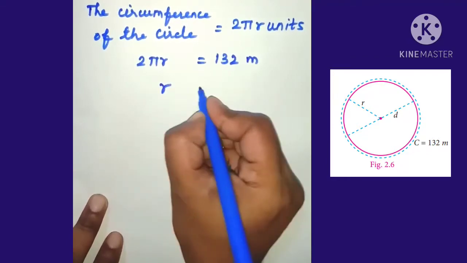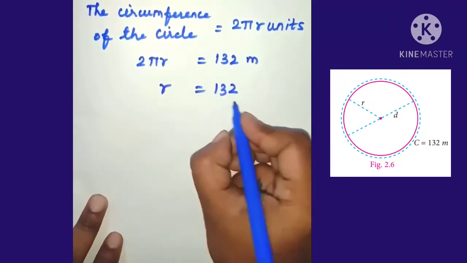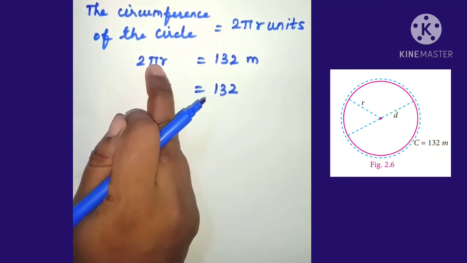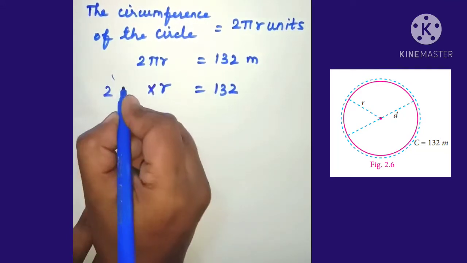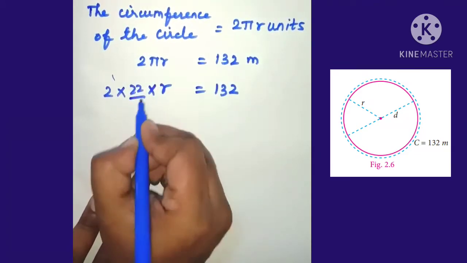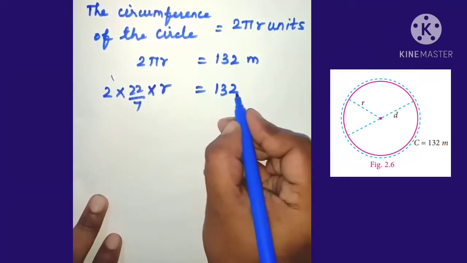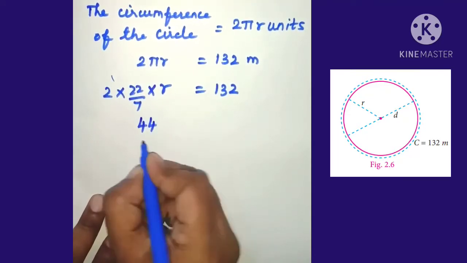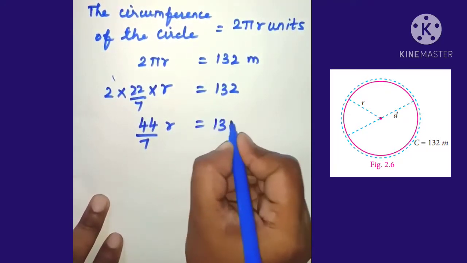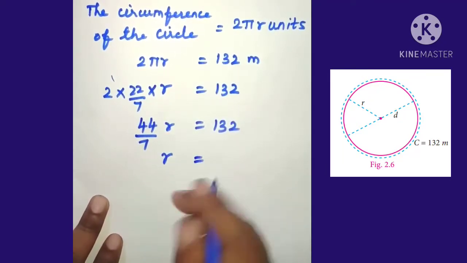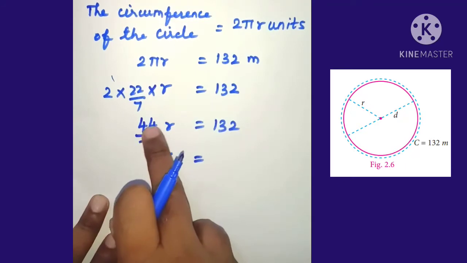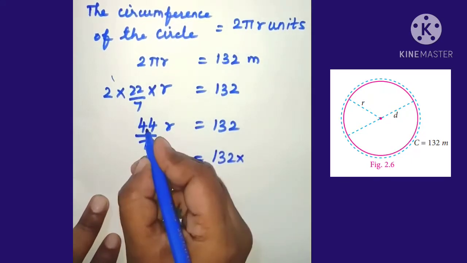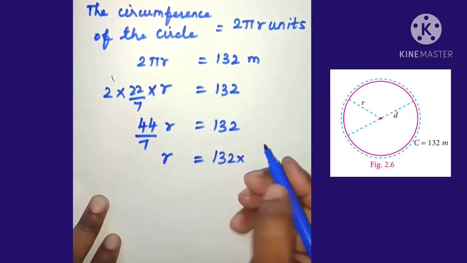So before that, substitute what is the value of pi. We know that the value of pi is 22 by 7. So in the next line we have to substitute the value for pi. 2 into 22 by 7 into r is equal to 132. Now to find the value of r, first multiply 2 into 22 is 44 by 7 into r is equal to 132. Now r is equal to, so bring this 44 by 7 to the other side. So when it crosses the other side, it becomes 7 by 44.